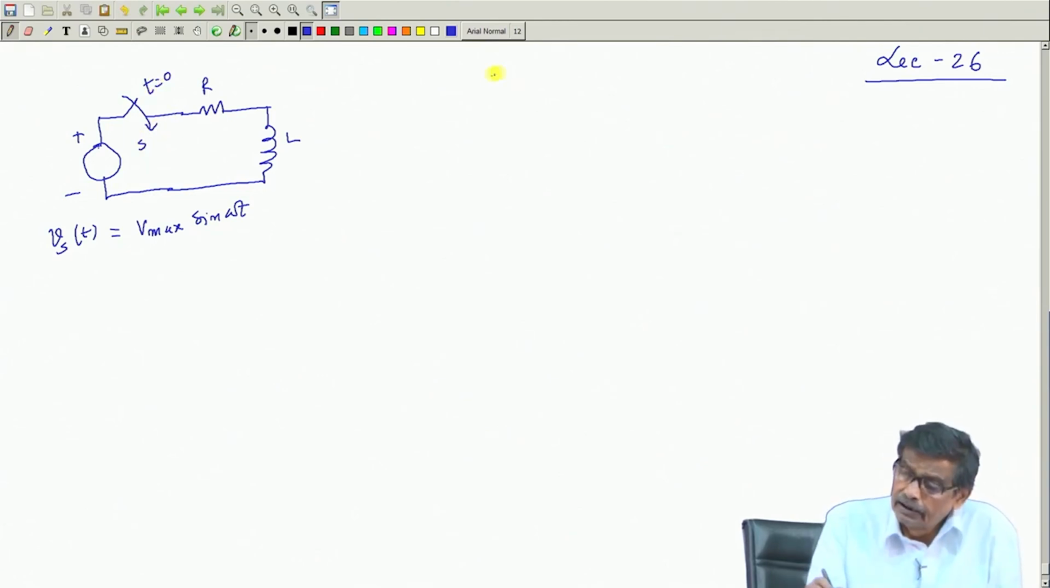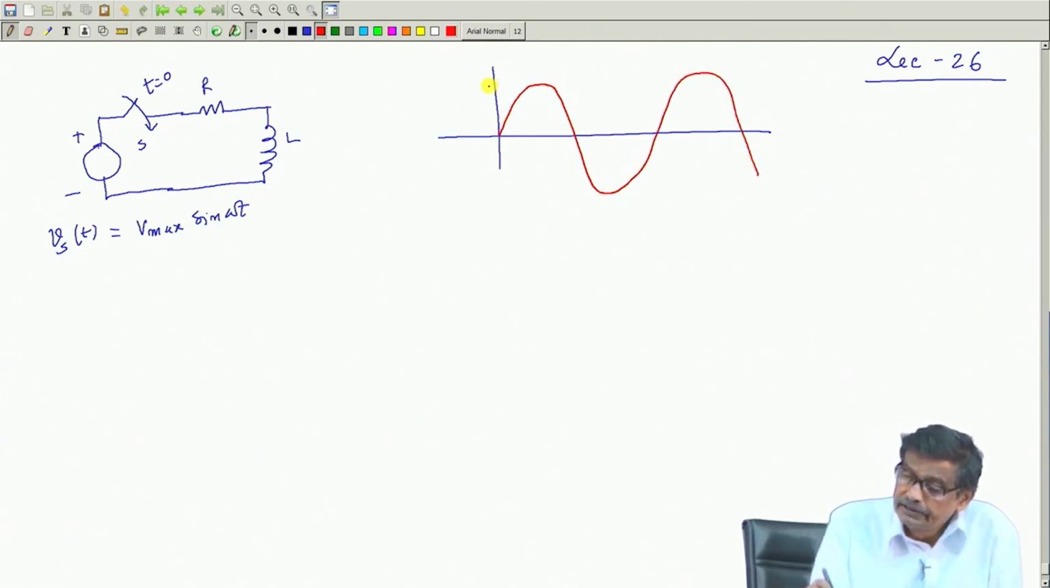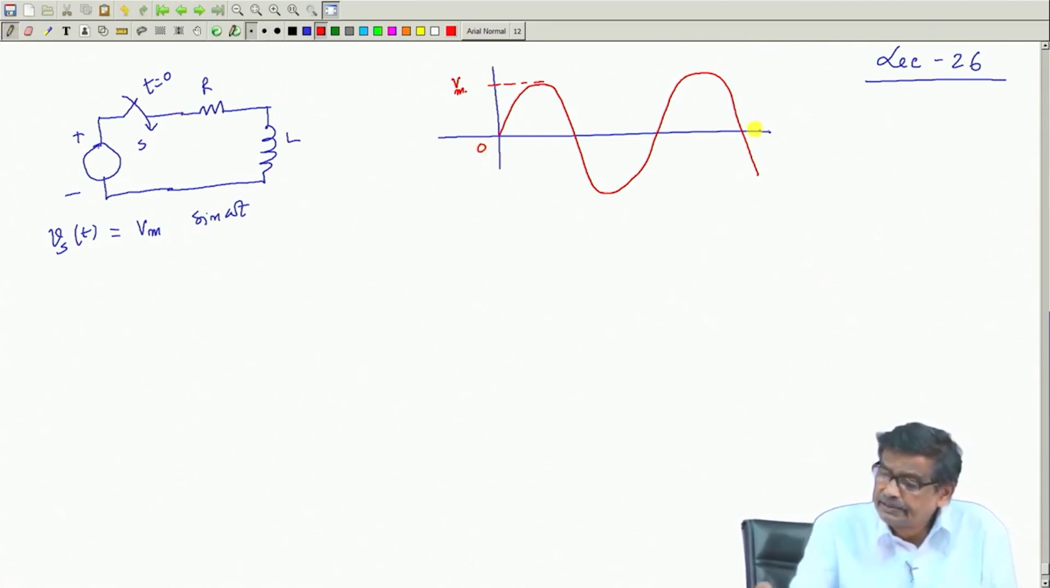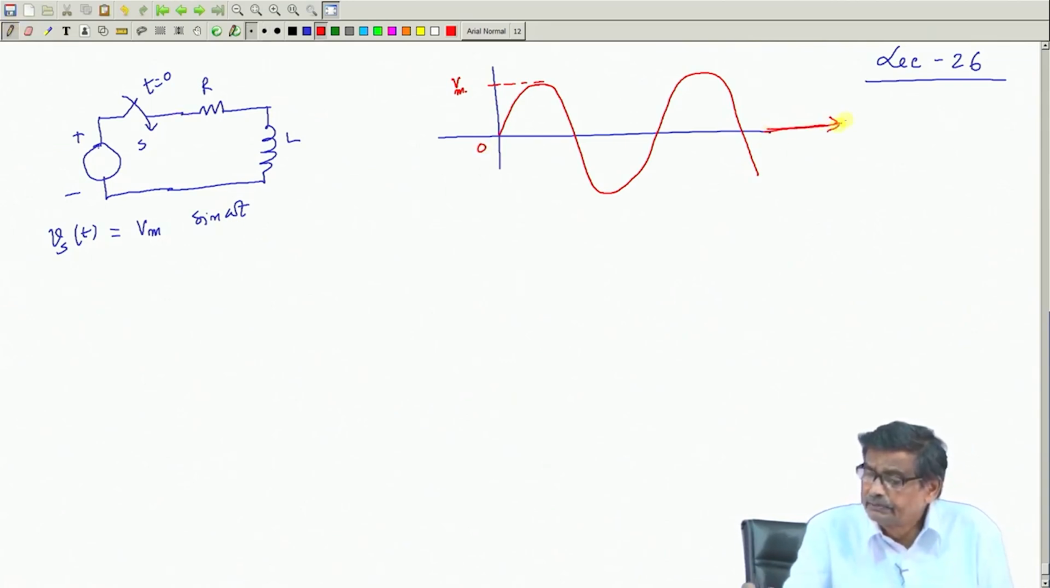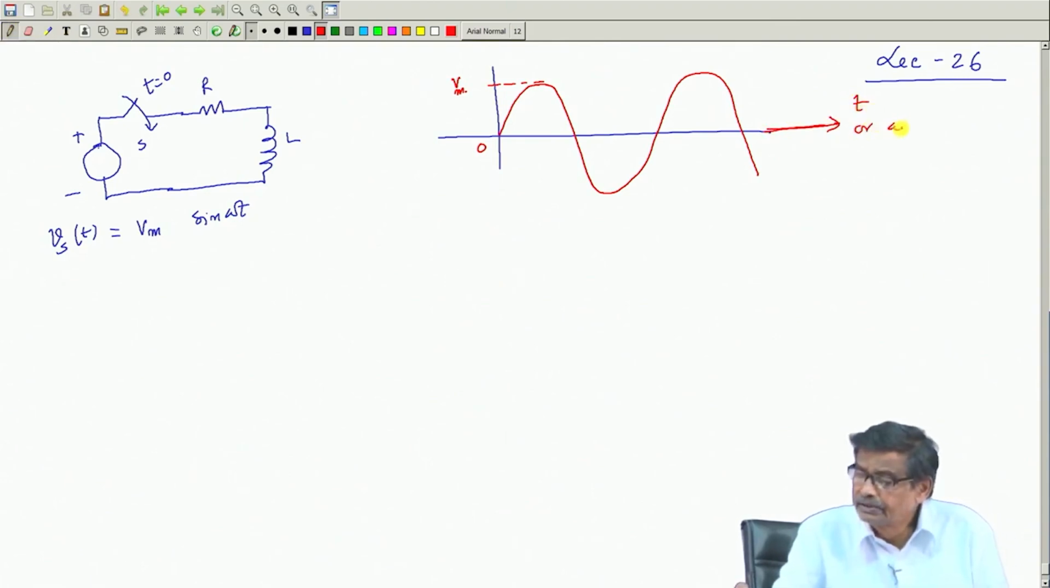That means, if this is the supply voltage, this is your V max, or V m, I was writing V m. So, if this is the supply voltage, and this axis is either time or omega t, it does not matter.